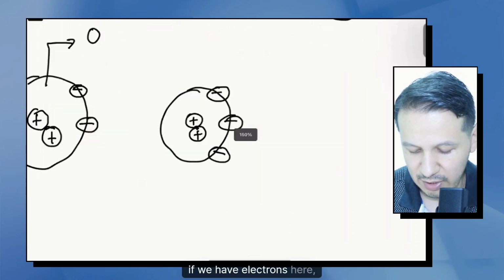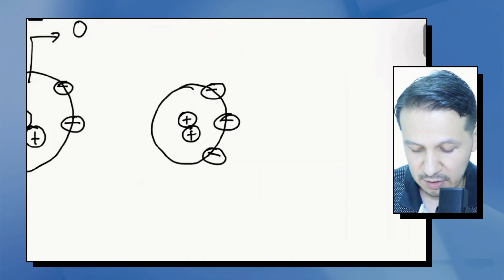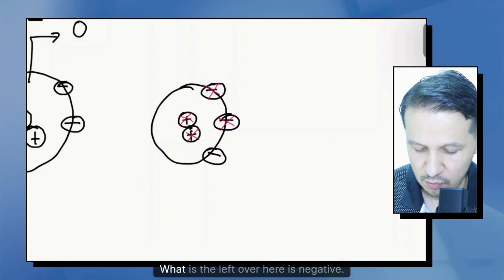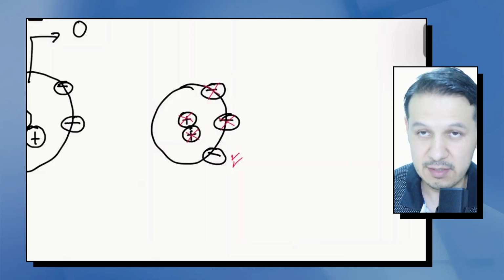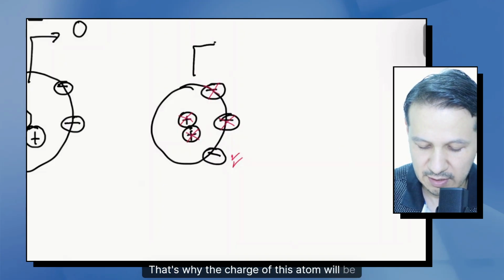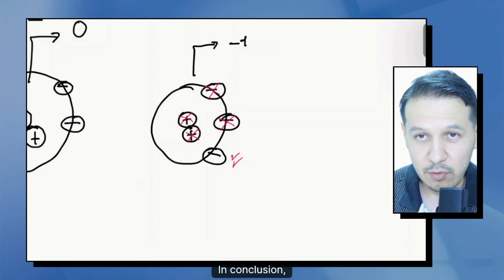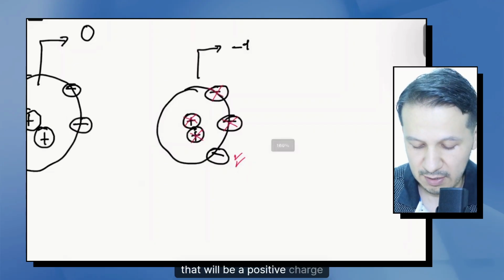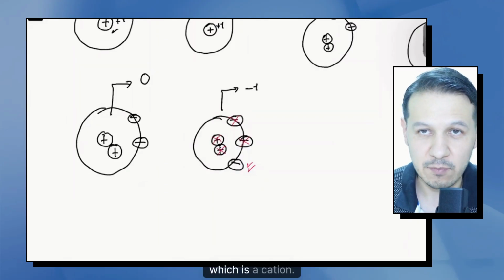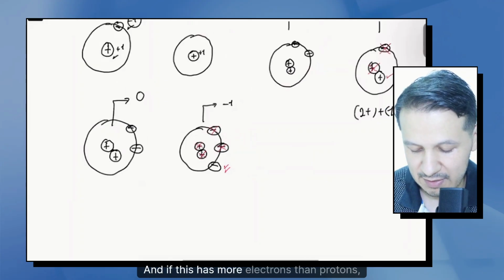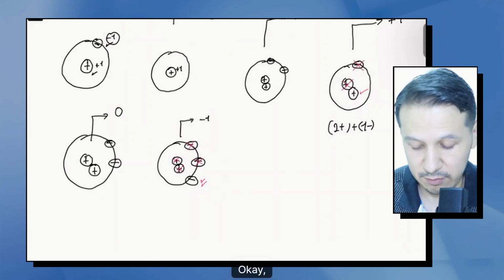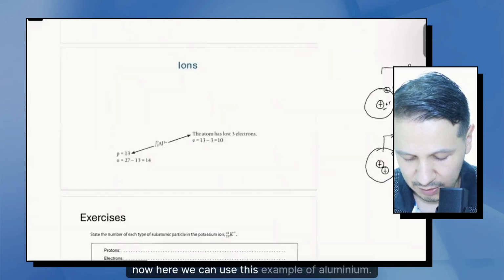Now, if we have three electrons here and two positive charges, you see this negative charge and this positive charge, they cancel. This negative charge and this positive charge, they cancel. What is leftover here is negative. That's why the charge of this atom will be negative 1. In conclusion, if you have more protons than electrons, that will be a positively charged atom, which is a cation, and if it has more electrons than protons, a negative charge, an anion.